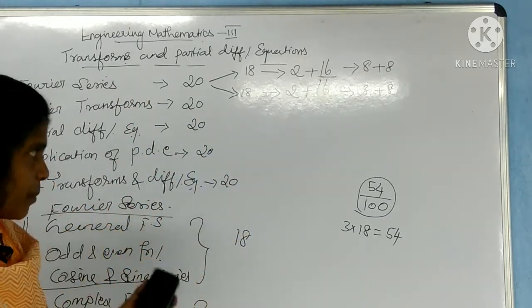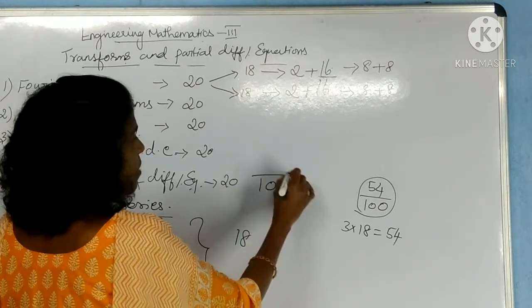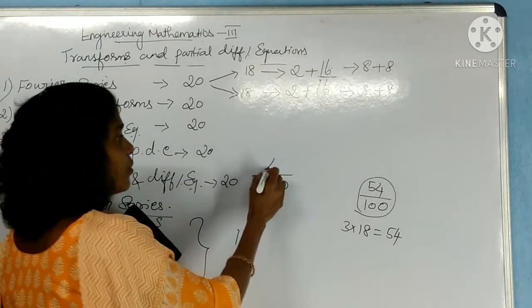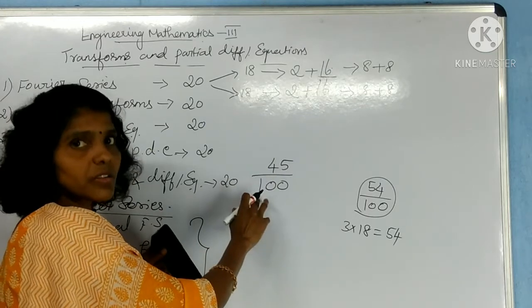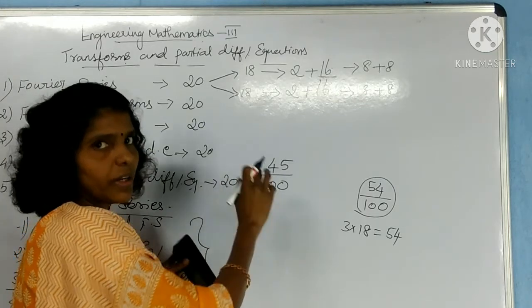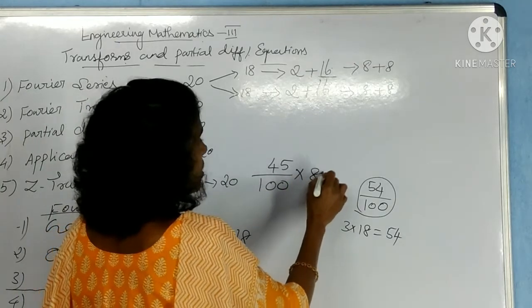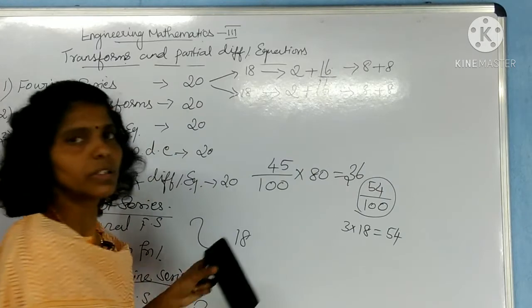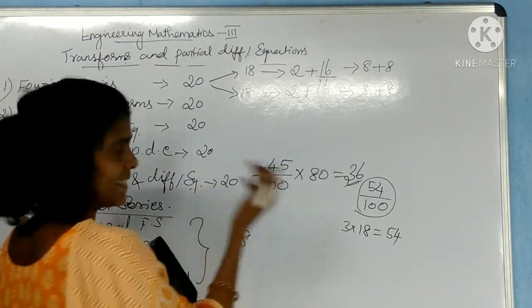Okay, minimum marks of 100, 45 out of 100. This is the minimum pass mark out of 100. This is converted to 80. What is the answer? 36. This is the 36 marks, the pass mark for external.